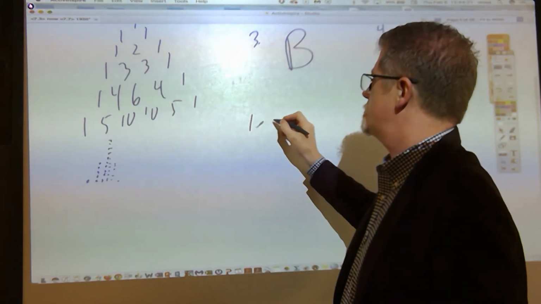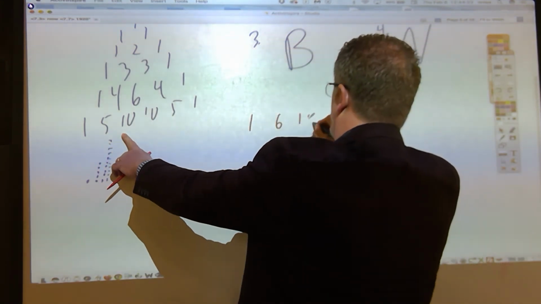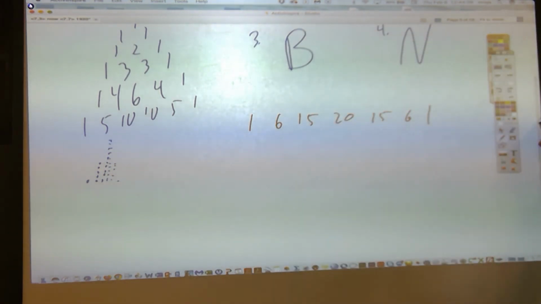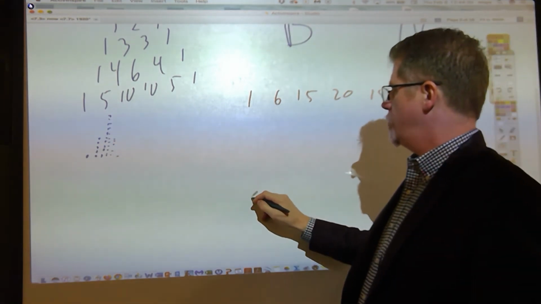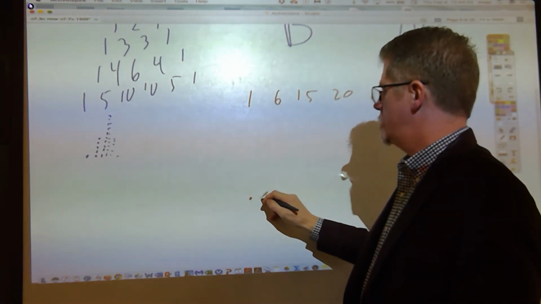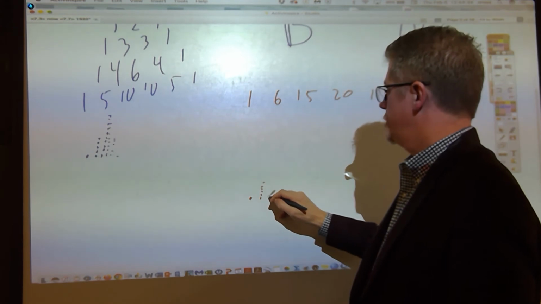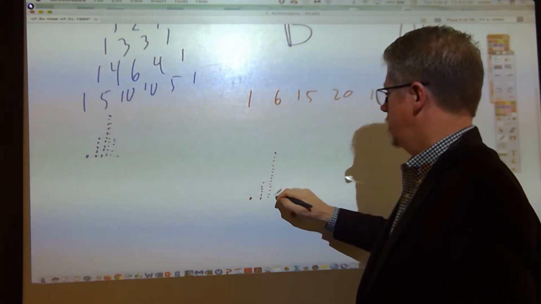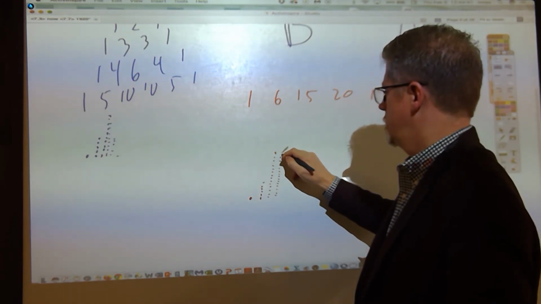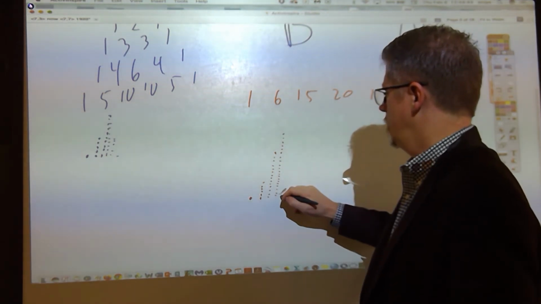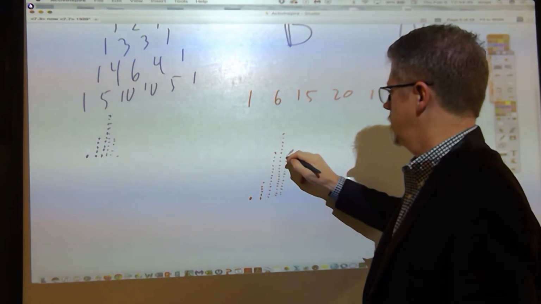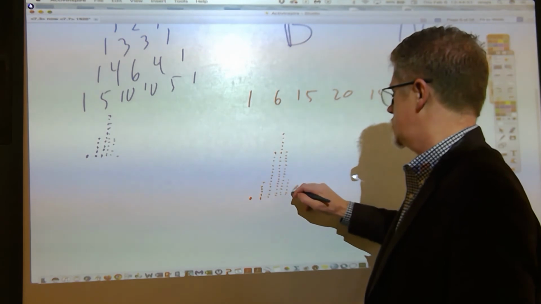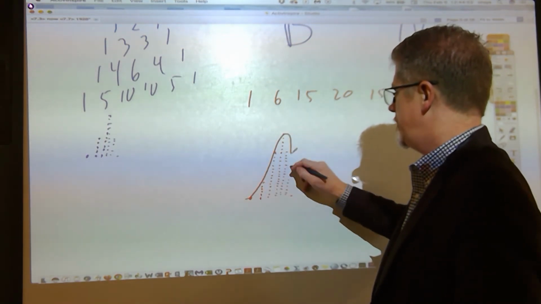Let's take a look at the next row, which is 1, 6, 15, 20, 15, 6, 1. This one's even more bell curvy. You can kind of see that bell curve shape.